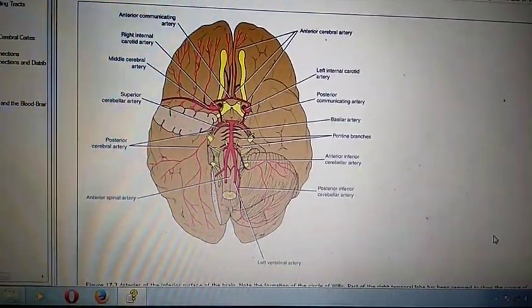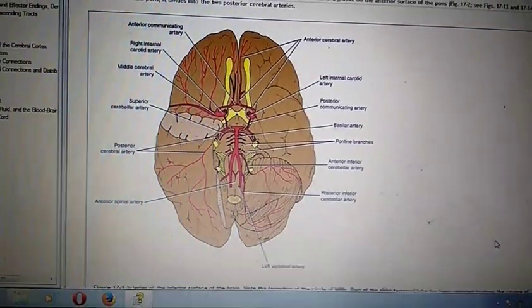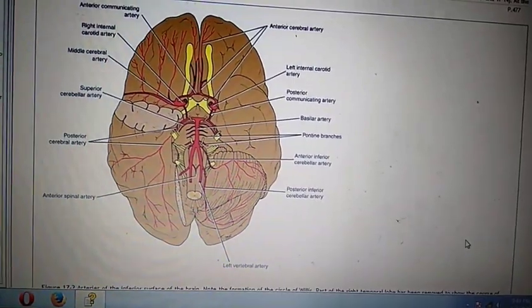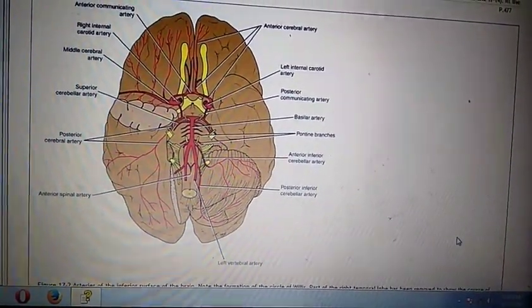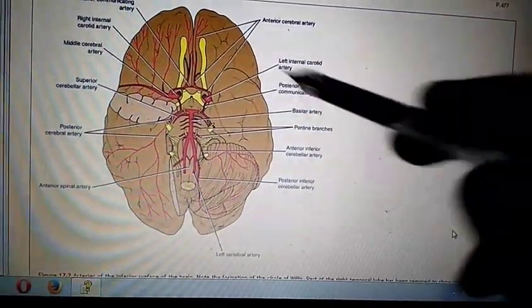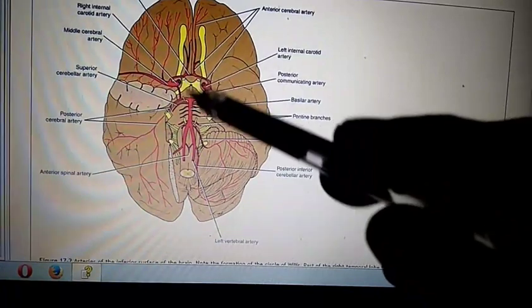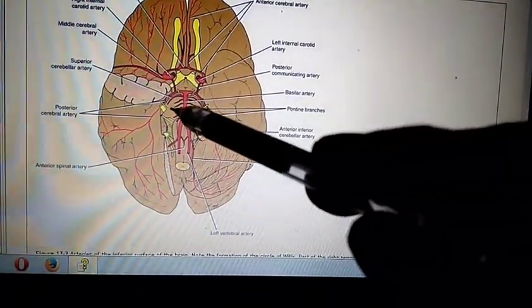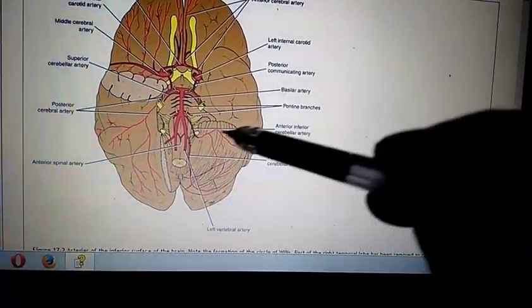In this video, we will learn the vascular lesions of medulla oblongata. To understand the vascular lesions of medulla oblongata, we need to understand the blood supply of medulla oblongata. So, in this diagram, these are cerebral hemispheres. This portion is brainstem, which includes midbrain, pons, and medulla oblongata, and this is cerebellum.